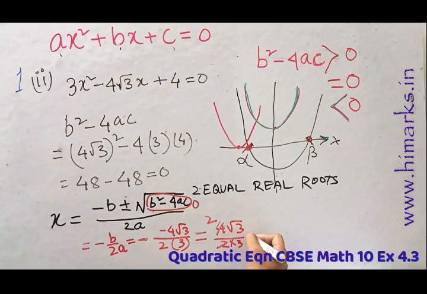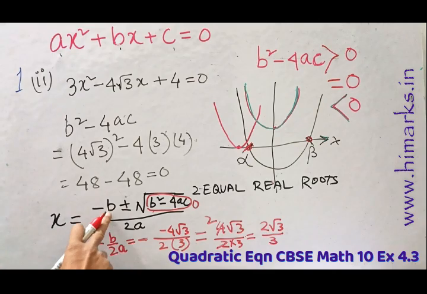So if we eliminate root 3 and 3 here, root 3 will be in the denominator. Actually, any square root should not be kept in a denominator. So the answer is 2 root 3 by 3.